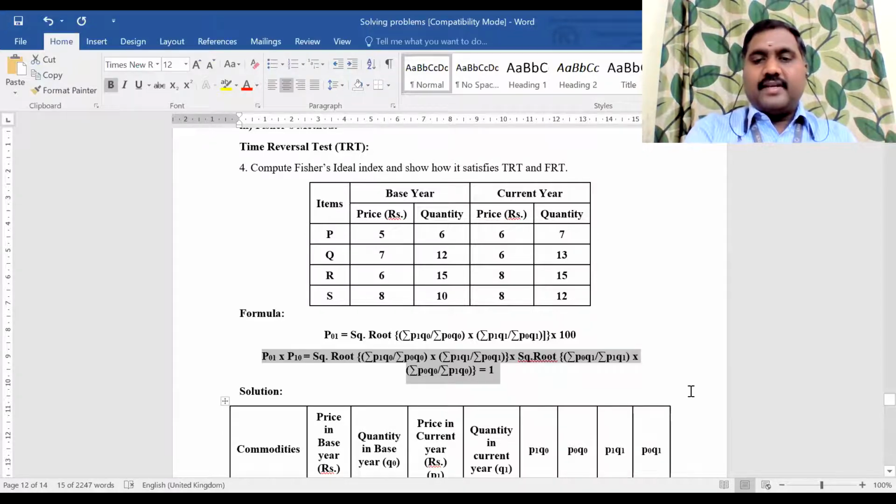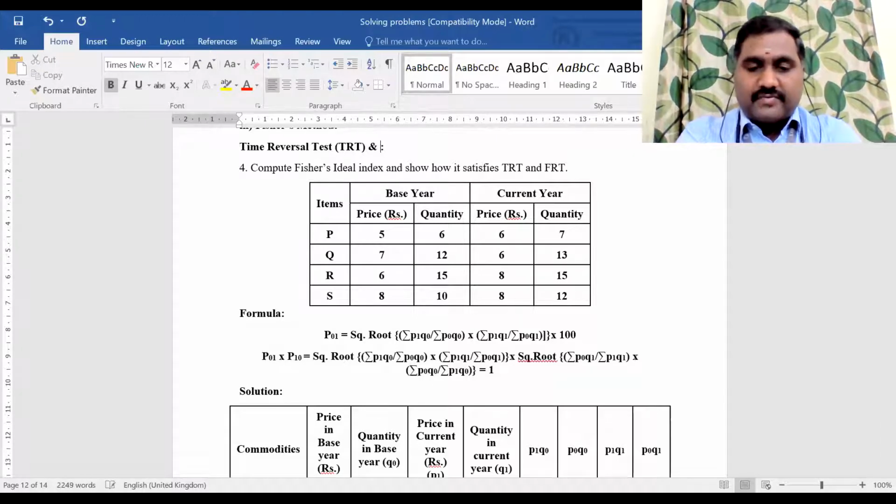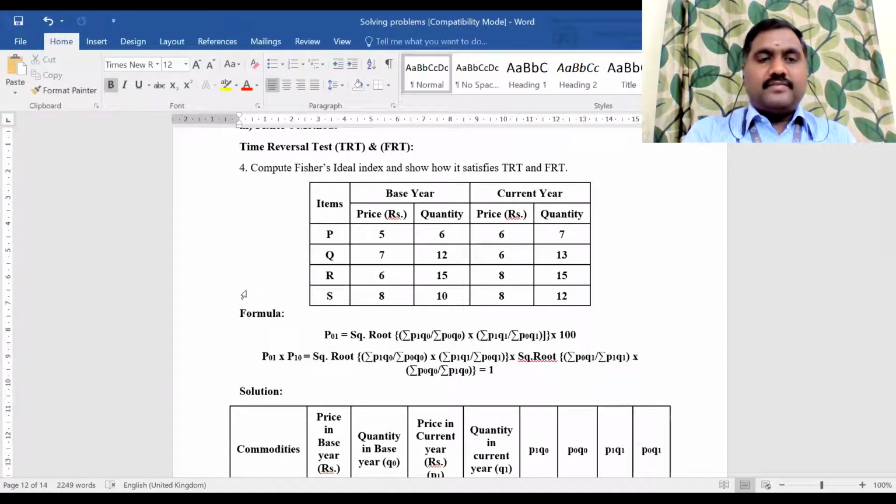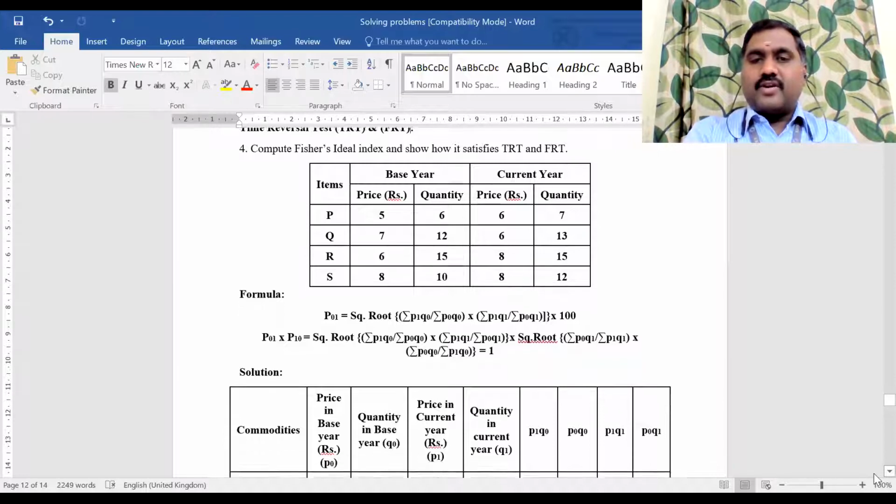Did you copy this problem? The TRT, FRT problem. This is both, not only TRT, this is both TRT and FRT. They will not ask separately. They will ask you to calculate the Fisher index number and prove TRT and FRT. Copied this problem? Okay, so those are copied. You can start working on this.